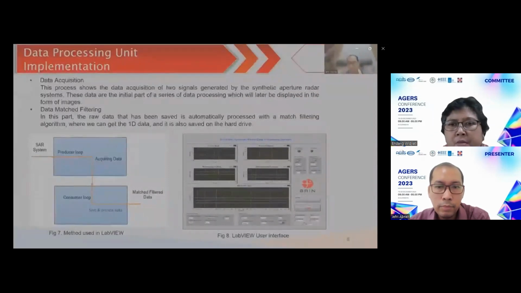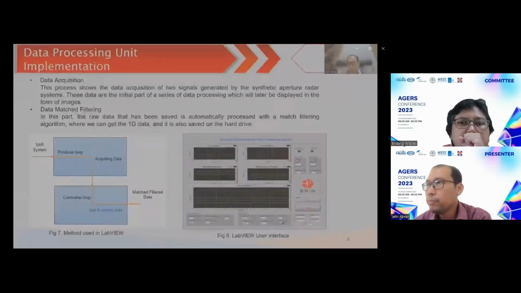In Figure 8, you can see the LabVIEW interface developed for the user. It shows the raw data, the I and Q signal, and also the reference signal and the match filter data.